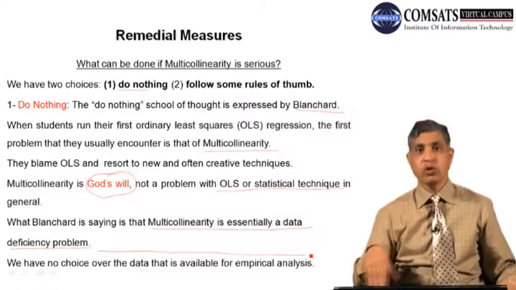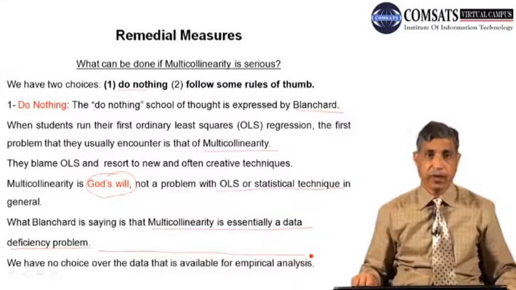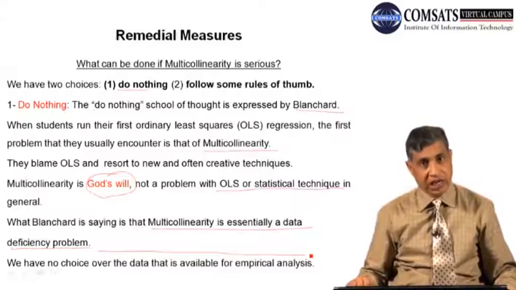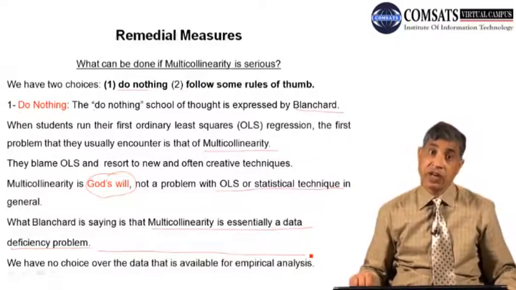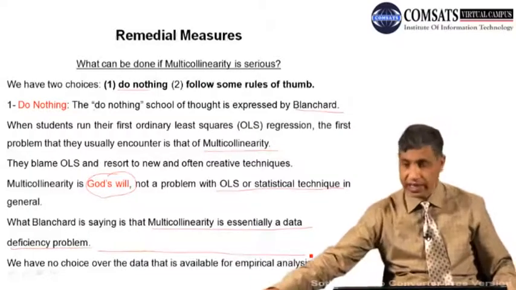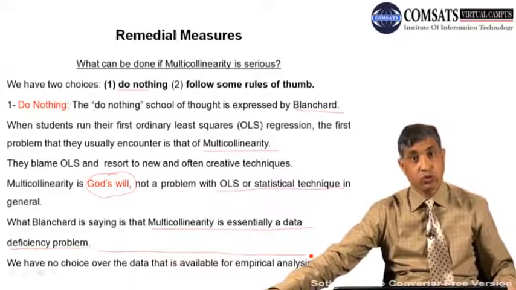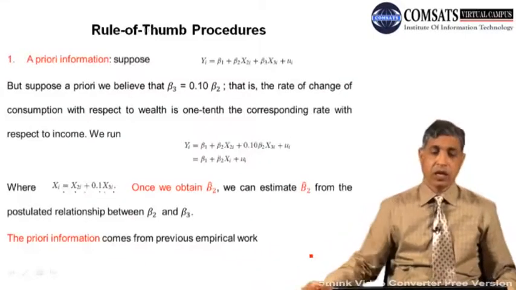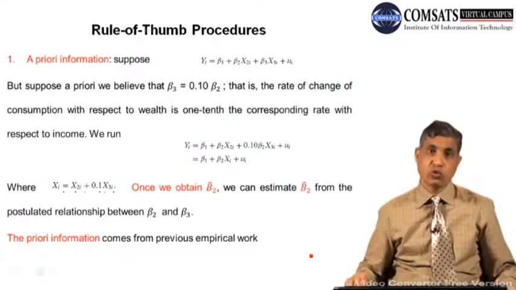So according to this school of thought, when there is a problem of multicollinearity, do nothing, it is God's will. It is by default in the data, and the researcher has no control over the data. He or she will have to use the data as it is. Now this was the first school of thought.